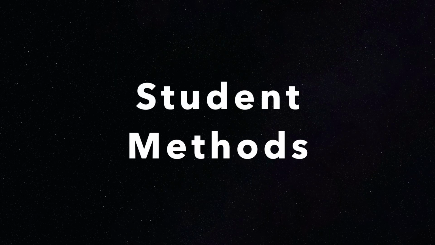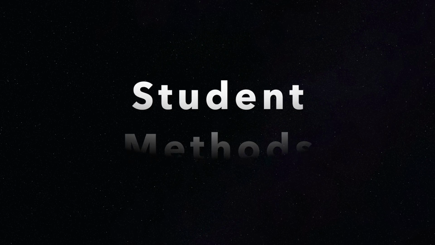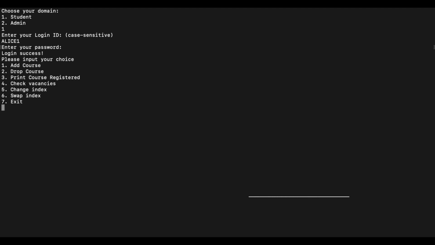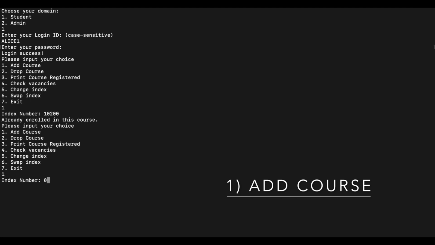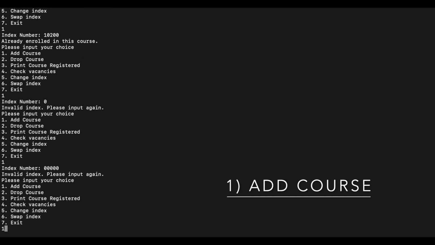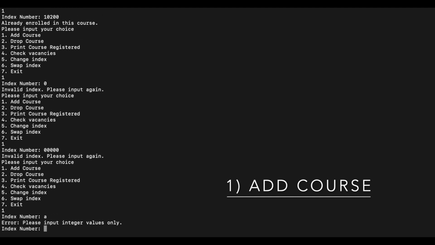We will then explore the student methods. When the student successfully logs into his or her account, the menu will be printed. A student cannot be enrolled in a course he is already in. The course index number must exist. Course index input can only be numbers.